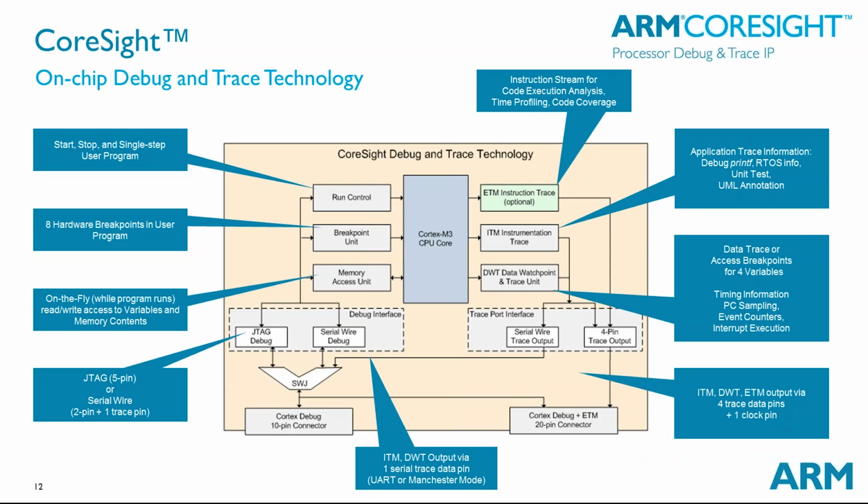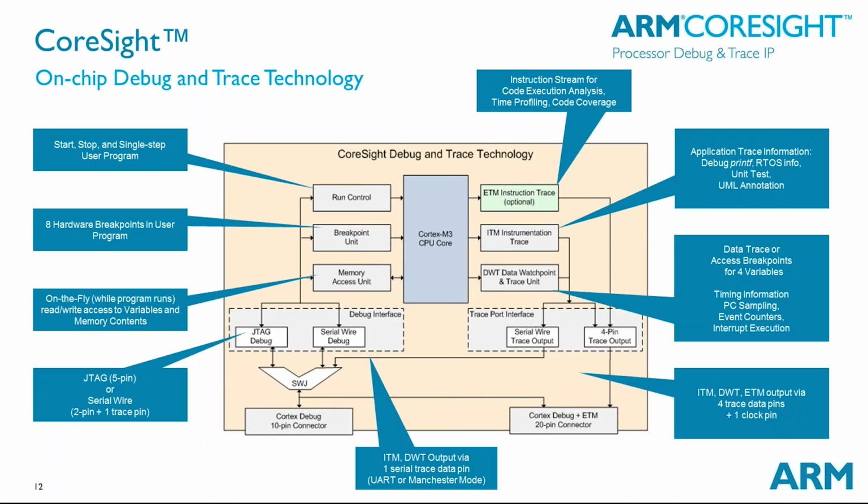The instrumentation macro cell, or ITM, provides instrumented data trace such as printf output. So you can put printf statements into your embedded program, and the output goes directly through the debug channel to your development environment.